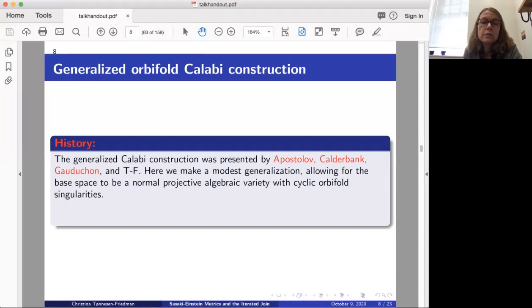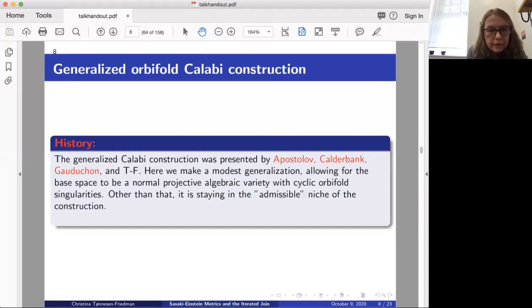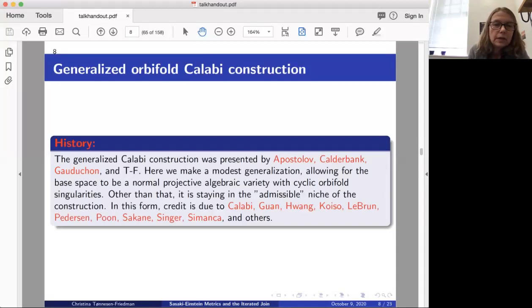And here what we do is make a modest generalization, allowing the base space to be a normal projective algebraic variety with cyclic orbifold singularities. But other than that, we're going to stay in the admissible niche of this construction. In the form that we call admissible in the papers joint with Apostolov, Calderbank, and Gauduchon, there's definitely credit due to a lot of people, including Calabi, Guan, Wang, Koiso, LeBrun, Pedersen, Poon, Sakane, Singer, Simanca, and others. So these are well-established constructions that have several decades of history.